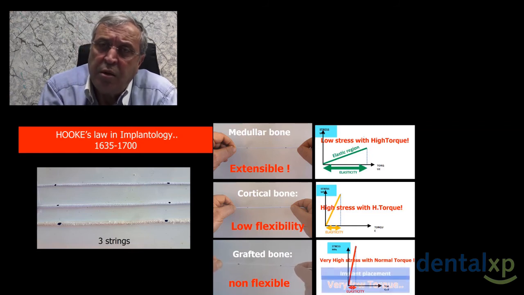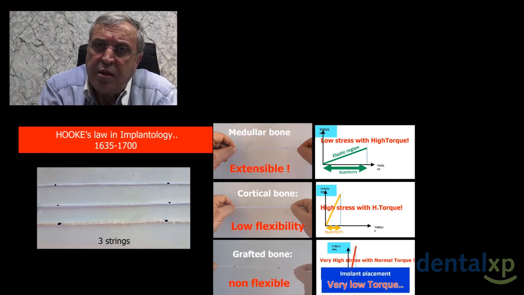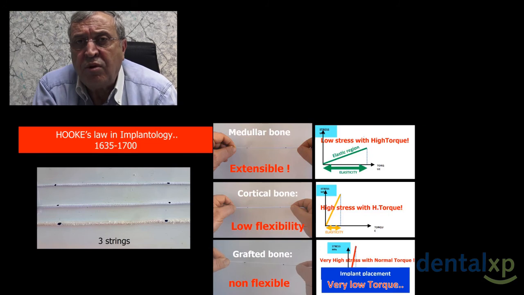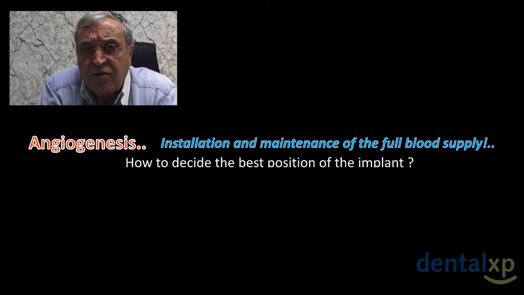And this is why my advice is, please, when you place an implant into a grafted bone, please put it with a very low torque. And forget, definitely, to put this implant in immediate loading. This is why when we put an implant with high torque in a bone graft, we lose the graft.